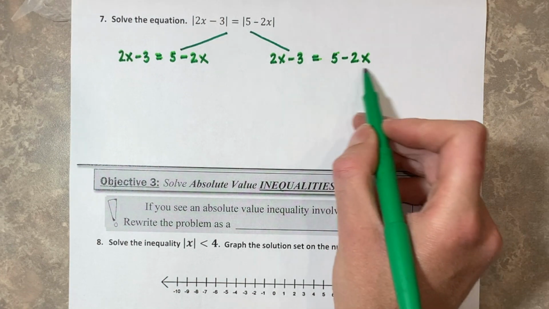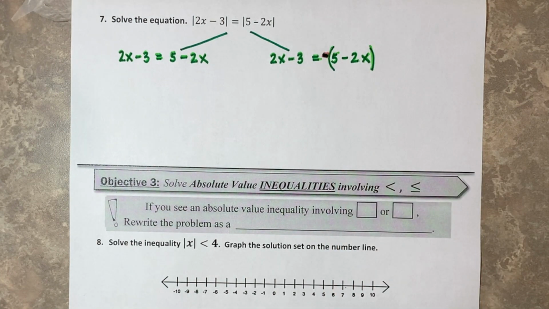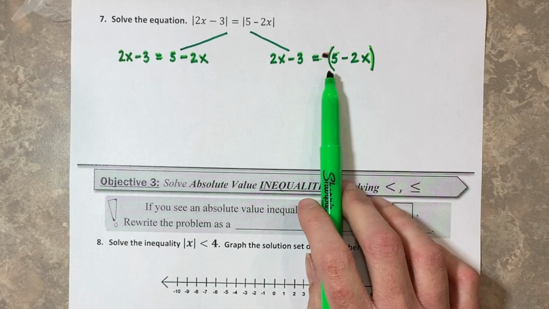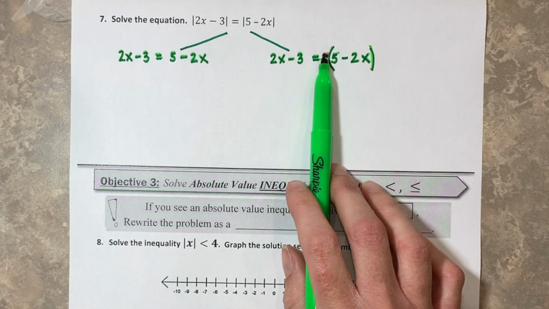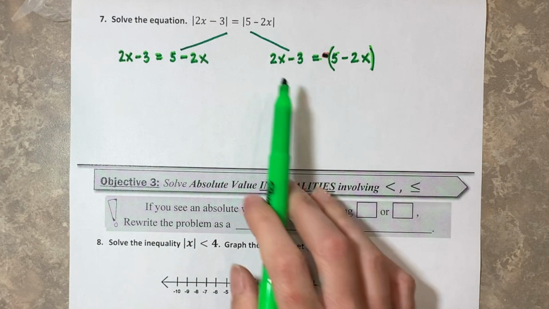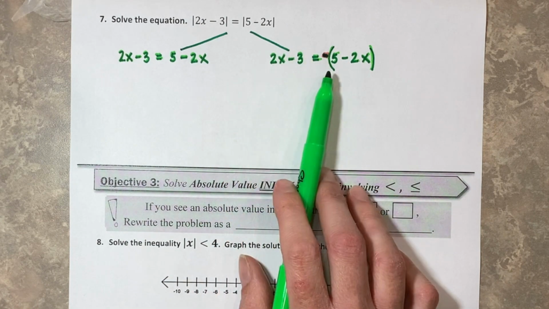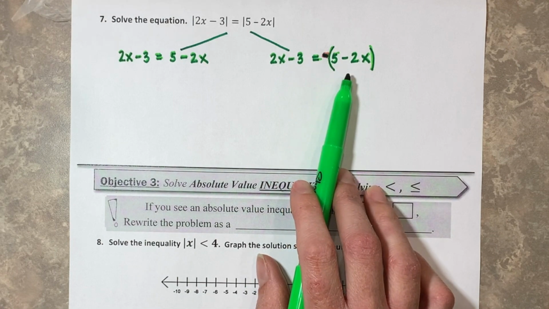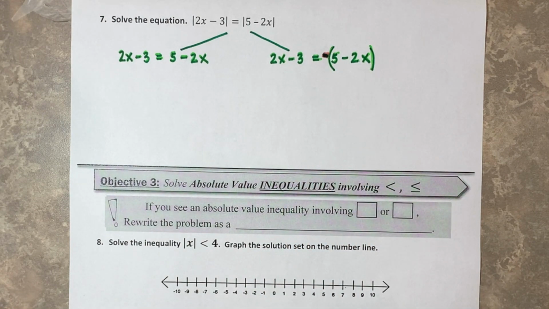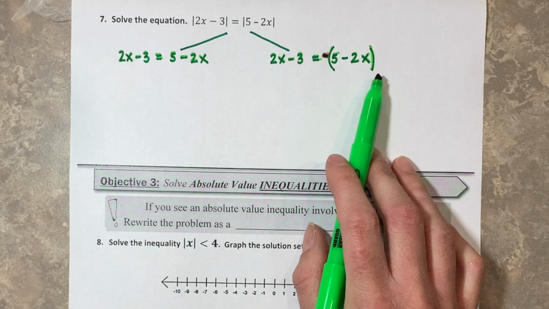We're going to make this right side negative. And make sure you add these parentheses to ensure that you're making the whole right side negative. Now technically, when you write this second equation, you could make either the left side negative or the right side negative. It doesn't matter either way, but just for consistency, I always like to make the right side negative.